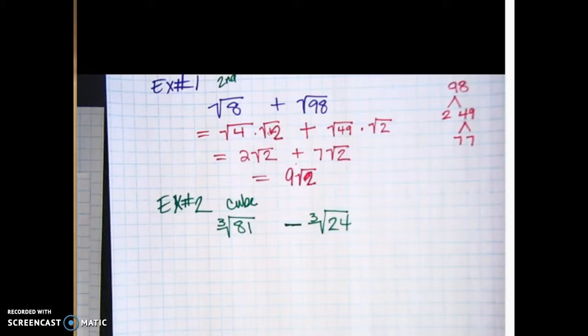So again, we look at them, we say, oh, cool, we have the same index. They're both a 3, but we don't have the same number underneath the symbol, right? So at first, looks like you can't combine them. But we need to simplify, okay?